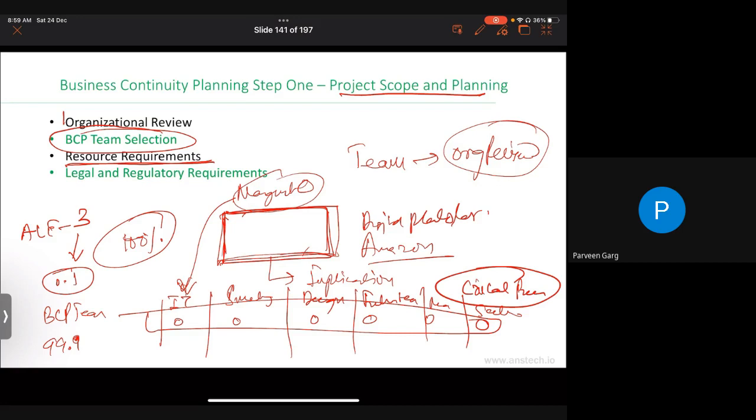That's why, if it has to be brought down to 0.1, we realize that the IT team needs to be developed. The infrastructure team needs to be doubled up. Backend infrastructure needs to be doubled up. There has to be a parallel infrastructure. So there is going to be a cost involved for business continuity. So you understand that. There also might be a point where legal and regulatory requirements need to be met.